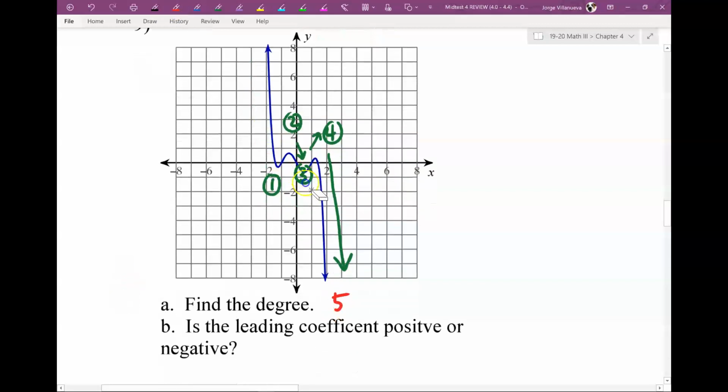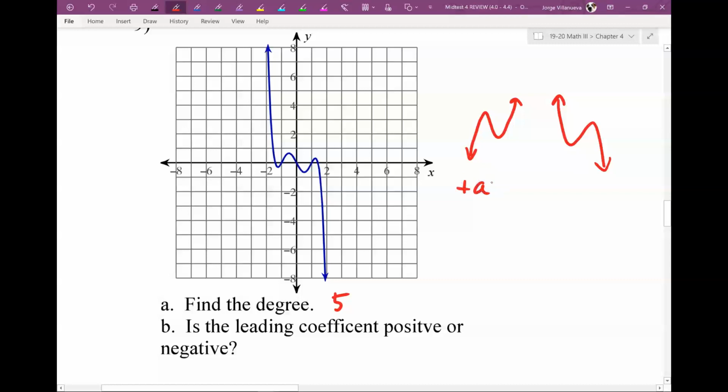Then they say, is the leading coefficient positive or negative? Well, remember, if it's an odd power, it's either going to look like this, or something like this, okay? The left side is if your A value, your coefficient, is positive. The right side is if your A value is negative. Notice how this one right here is rising to the left and falling to the right. That's the same thing that one's doing. It's rising to the left, falling to the right. So this would have to be negative. I'm just going to highlight it.